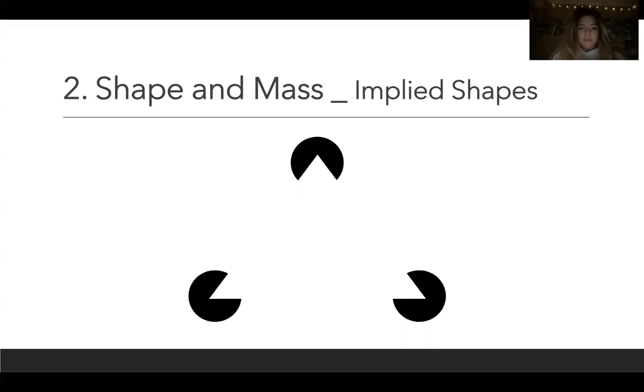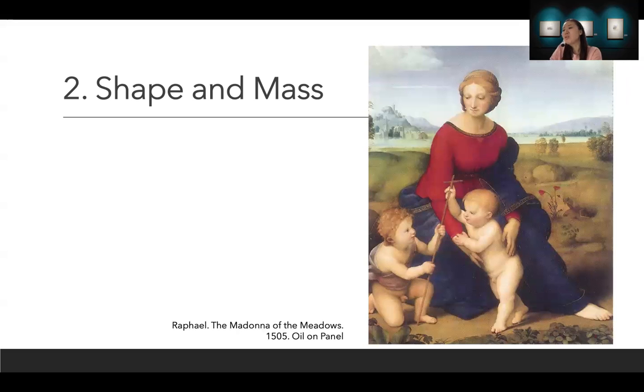Triangle. Yeah, triangle. That's right. So there was not a physical triangle shape in this image. However, you could recognize it by the psychological connection of the edges. Very good. That's called implied shape. And let's see the actual example.